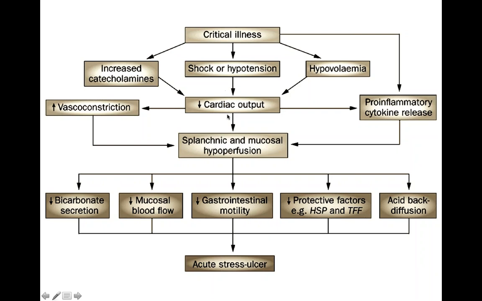So the patient is in shock, with decreased cardiac output and decreased splanchnic blood flow, that can lead to stress ulcer. Or there can be increased catecholamine release, or vasoconstriction, or the release of cytokines. All of these cause decreased splanchnic blood flow and perfusion. That will cause decreased mucosal flow, and that can lead to stress ulcer. Okay, clear?